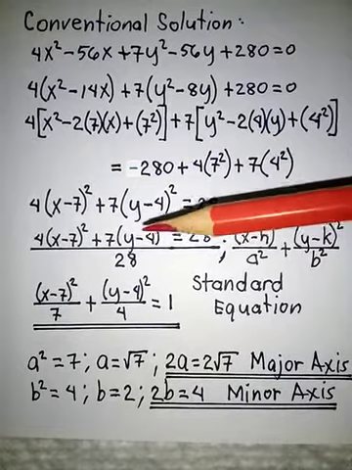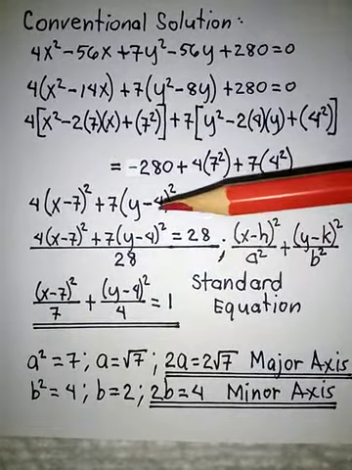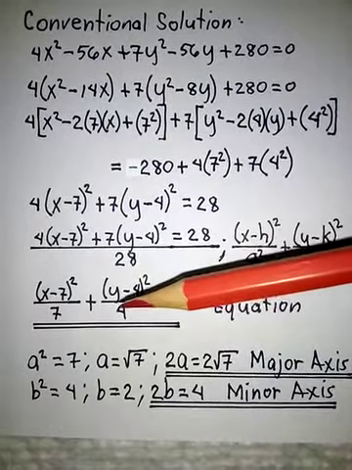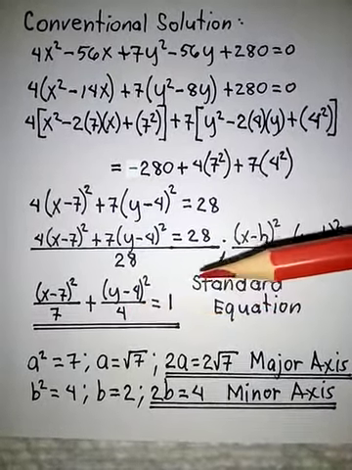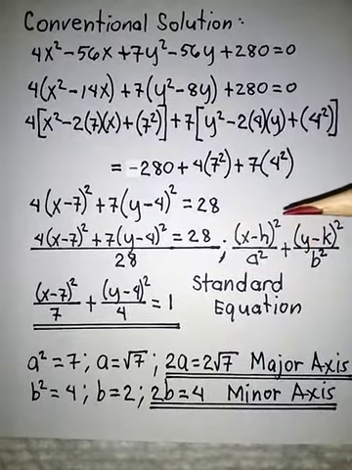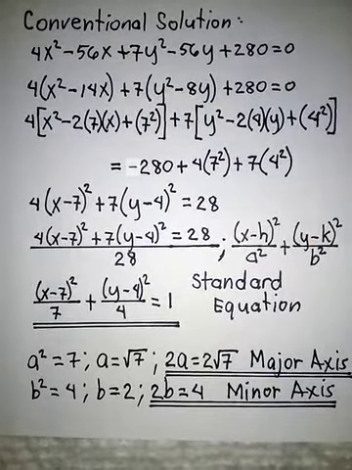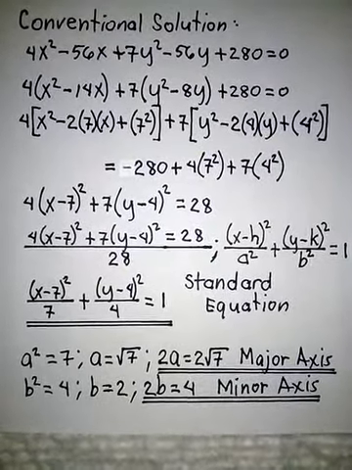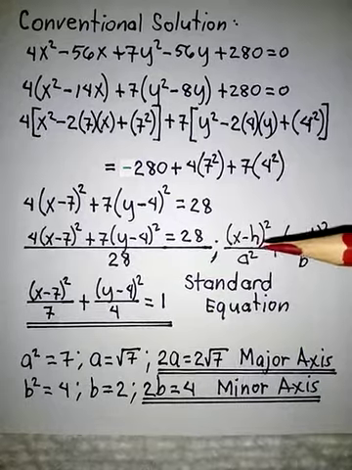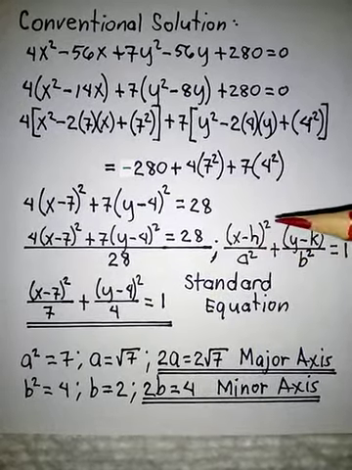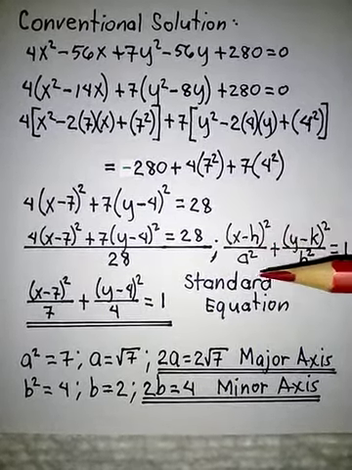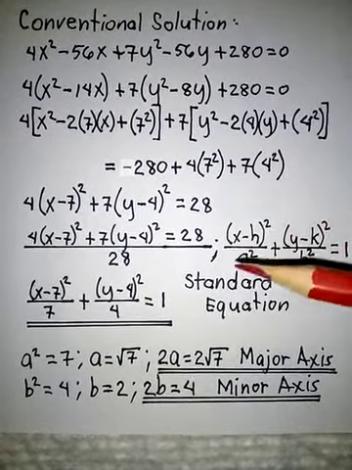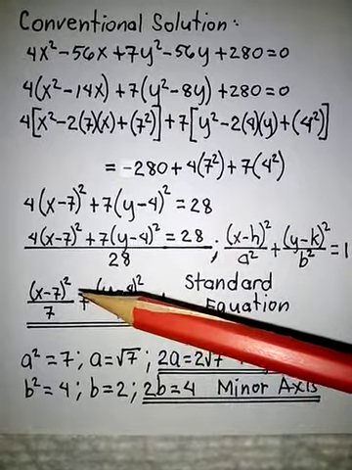So, dividing everything by 28, we will get now the standard equation. So, we have here again the formula for the horizontal ellipse. x minus h quantity squared over a squared plus y minus k quantity squared over b squared is equal to 1.